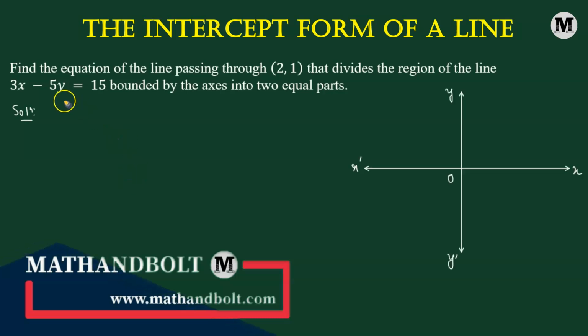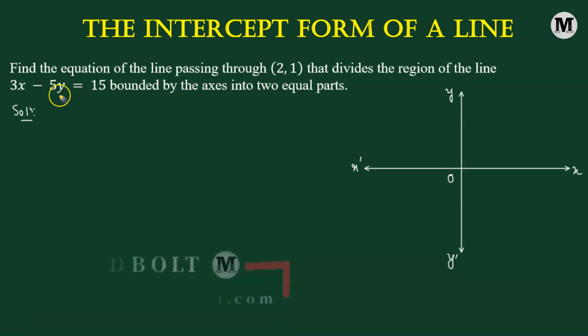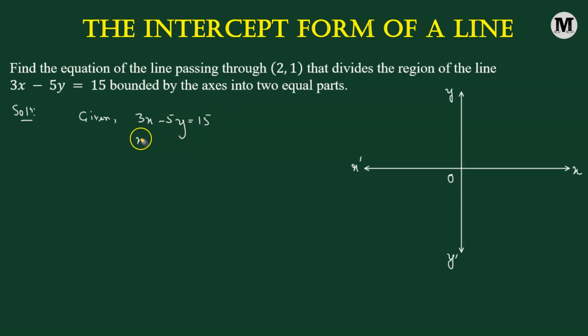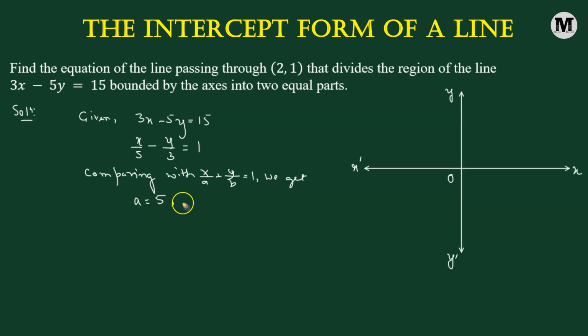So let's first begin by plotting the straight line 3x minus 5y equals 15. Here we'll divide both sides by 15. That's going to give us x over 5 minus y over 3 equals 1. Now, if we compare this with the intercept form of a line, we get the x-intercept a equals 5 and the y-intercept b equals -3.